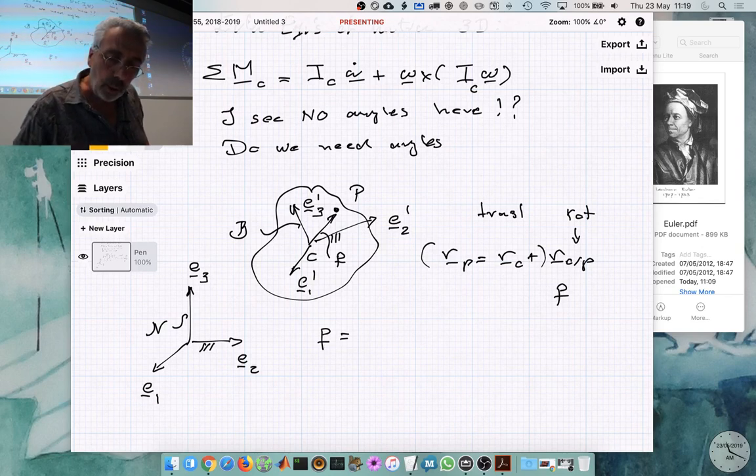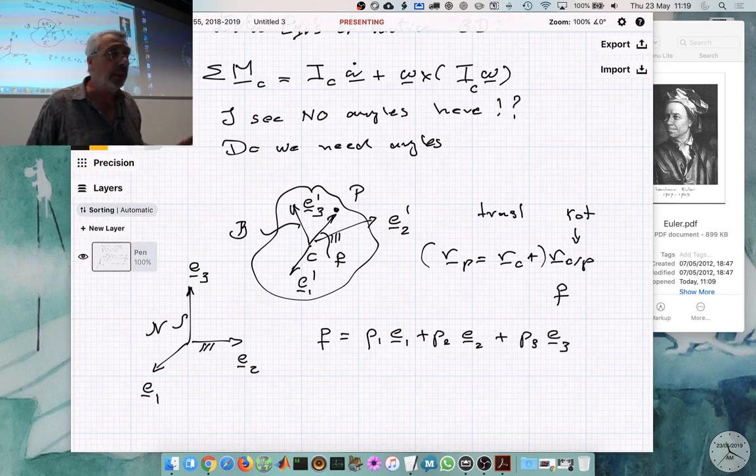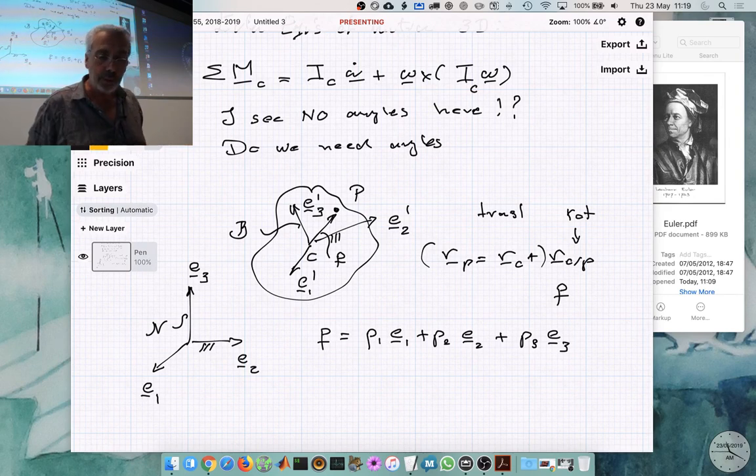Okay, so how does that work? Well, this vector p we can express in terms of these base vectors. And so we say that's p1 times e1 plus p2 times e2 plus p3 times e3. That's the way it usually works. You say coordinates work like you go first in this direction, then in that direction, and the third step is in that direction. Those are the steps you are taking.